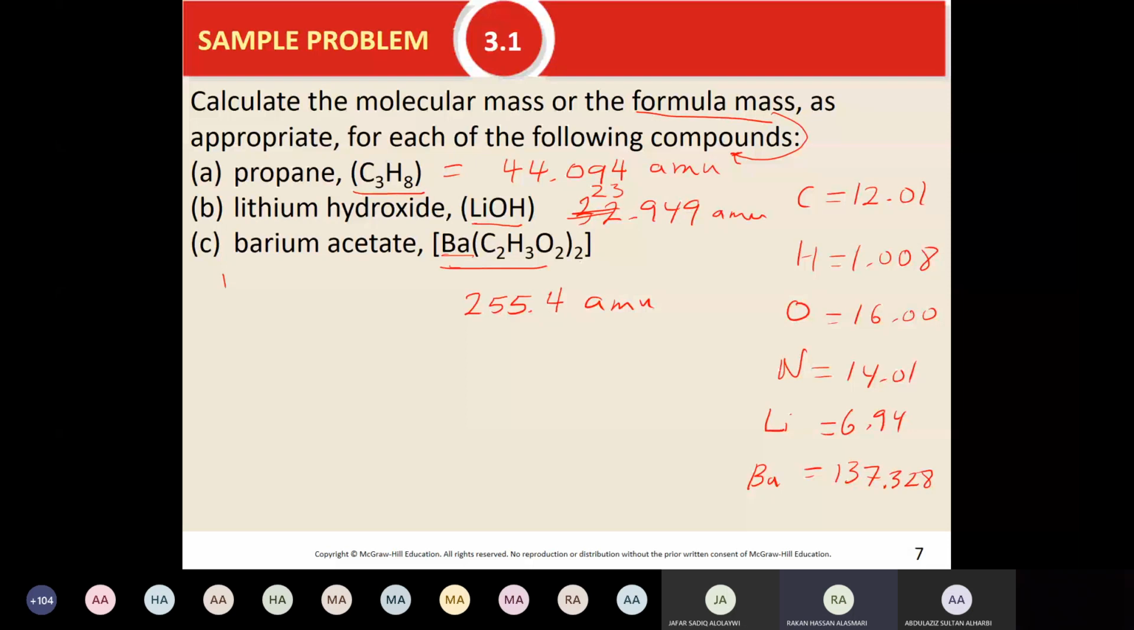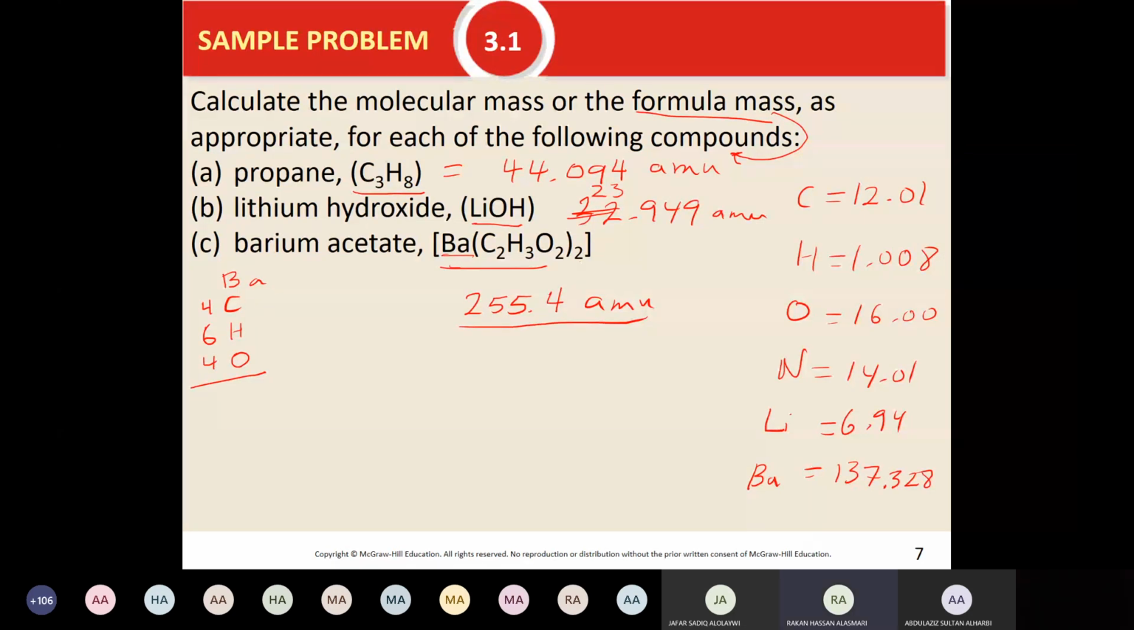You have one barium. How many carbon? 4 carbon. How many hydrogen? 6 hydrogen. How many oxygen? 4 oxygen. You add the mass of these and you should get 255.4. Is this clear?